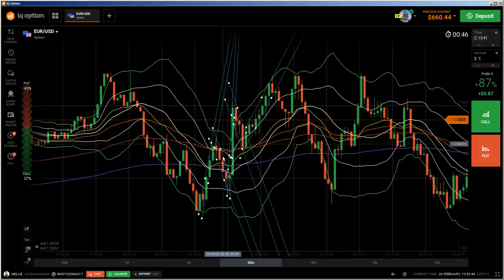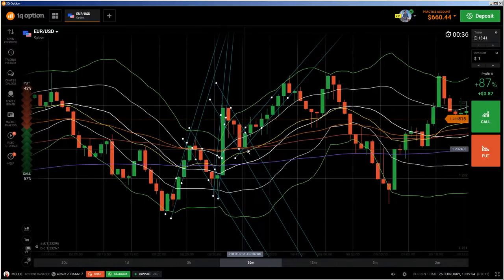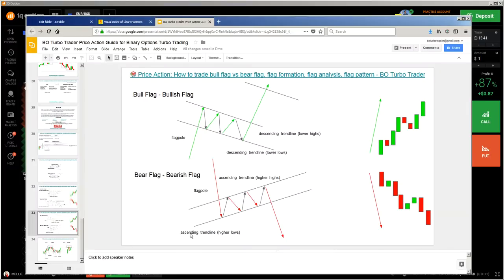Yes, when it's going down, it's a bullish one, and here it's again going down, the bullish one, and when this part here is going up, it will be a bearish one. Yes, then it's going down. So I think this was clear. This was the part about the flags.